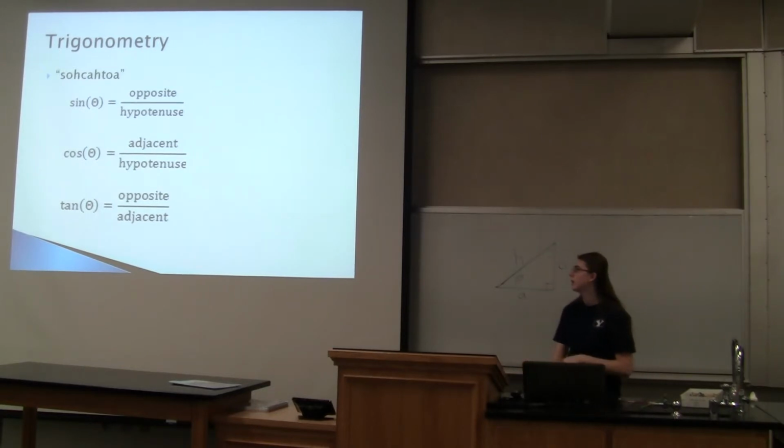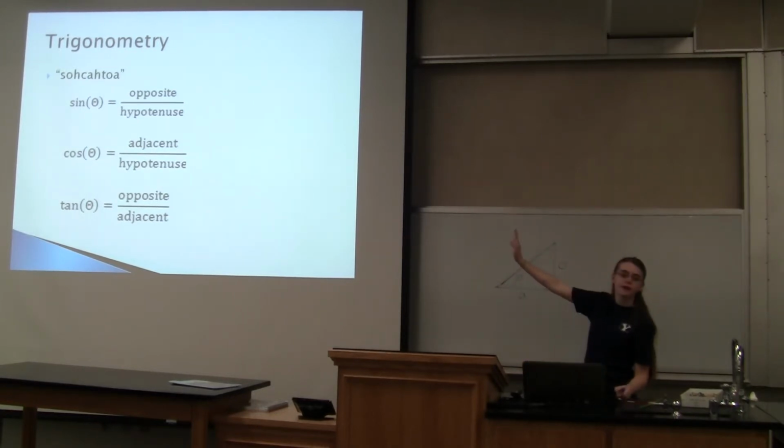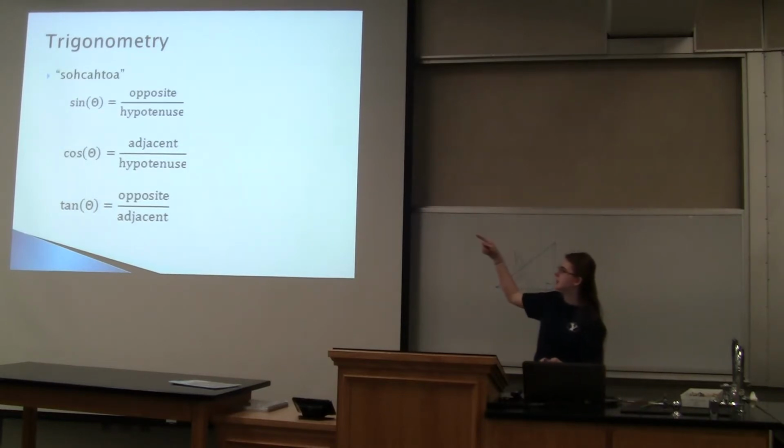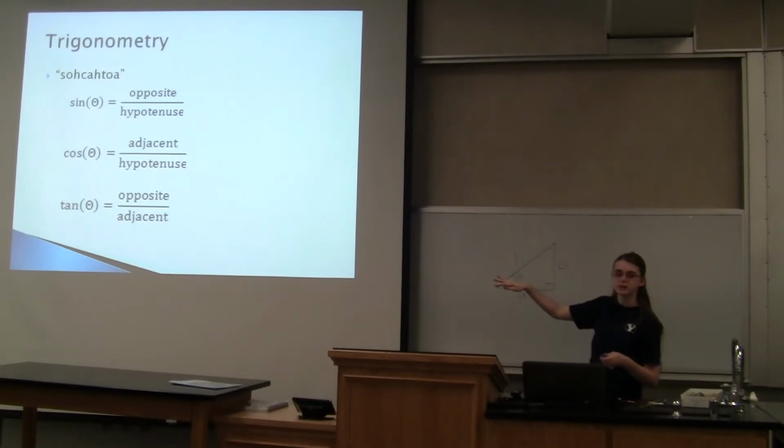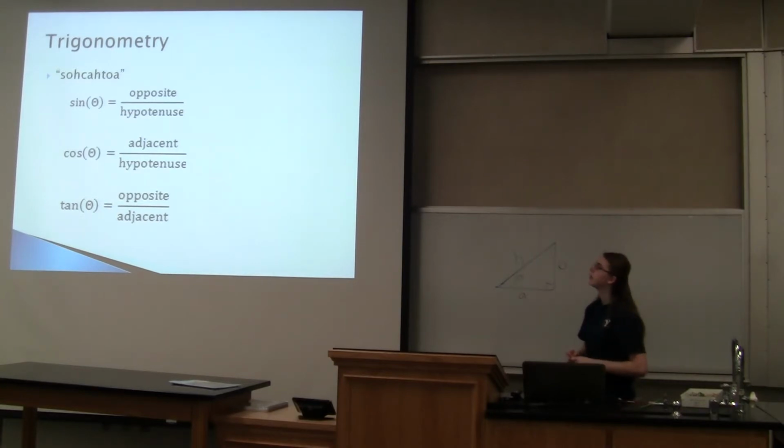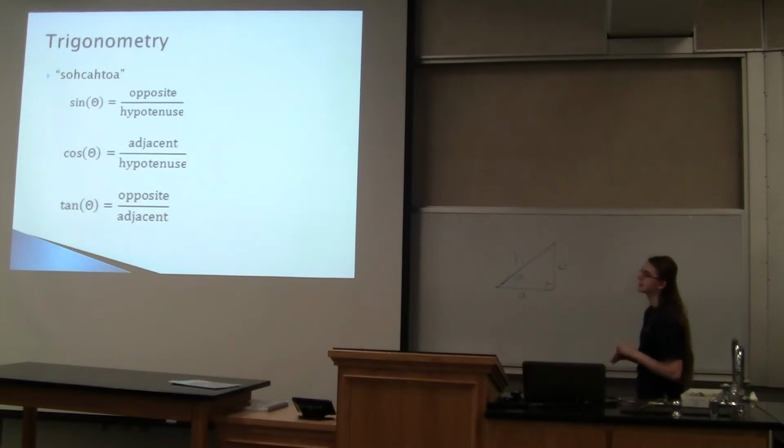Okay, really quick, what do you notice? What are some of the similarities between these three? Alright, we have the opposite and the adjacent are both in the sine and cosine and in the tangent. And then the sine and cosine have a hypotenuse, but the tangent doesn't. So let's try and get rid of the hypotenuse. What if we took the sine and divided it by the cosine?